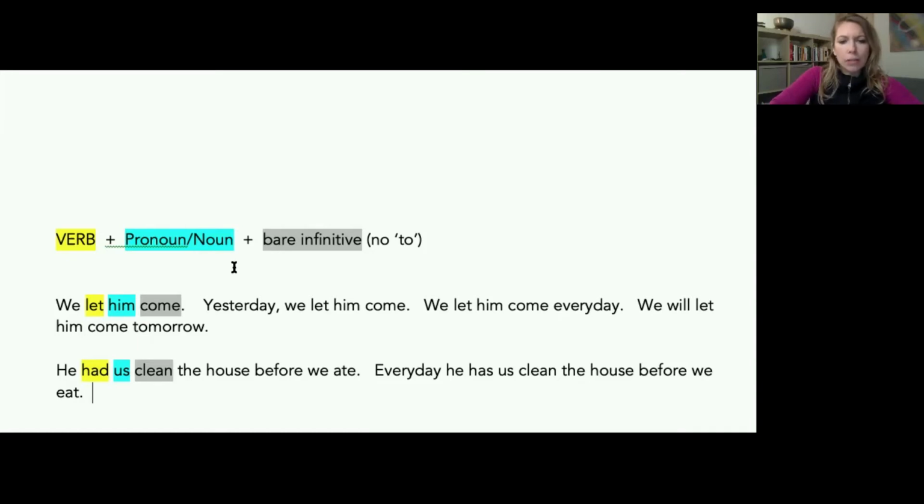And then let's do future. He will have us clean the house tomorrow before we eat. Okay, and that would be the future tense.